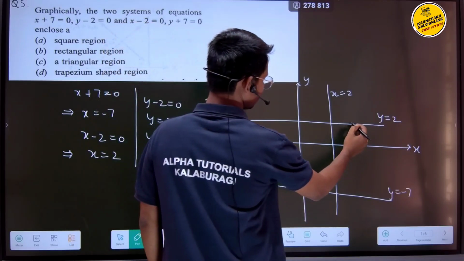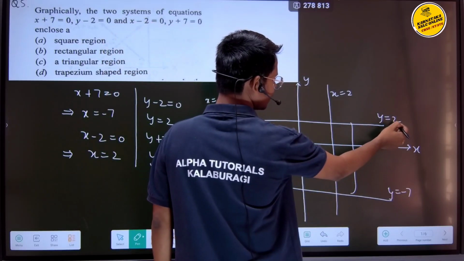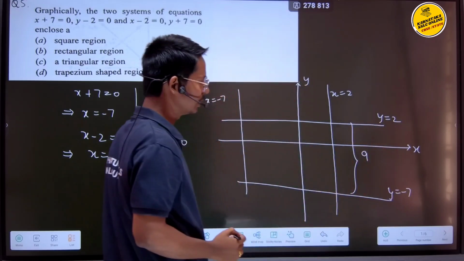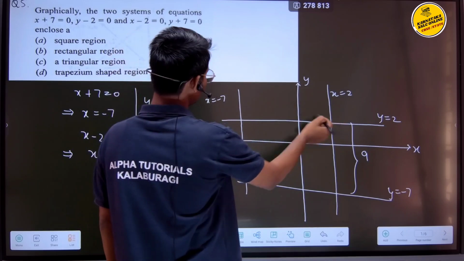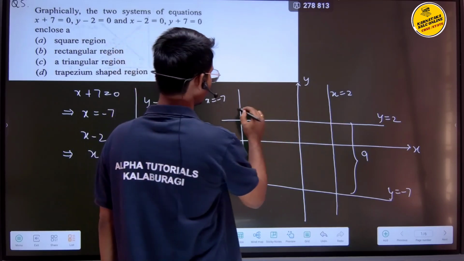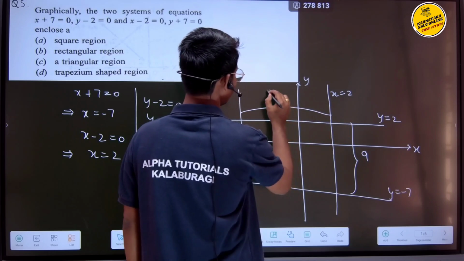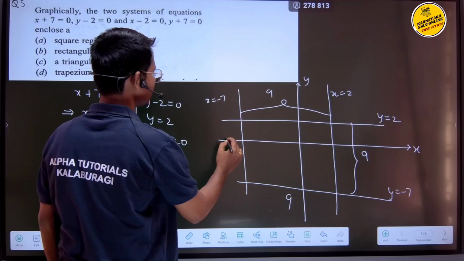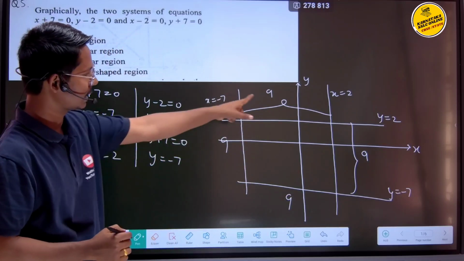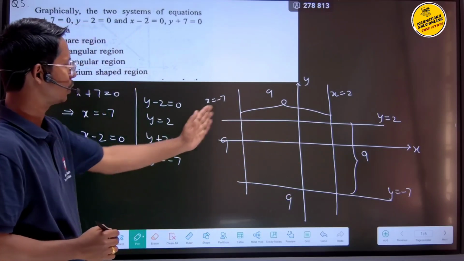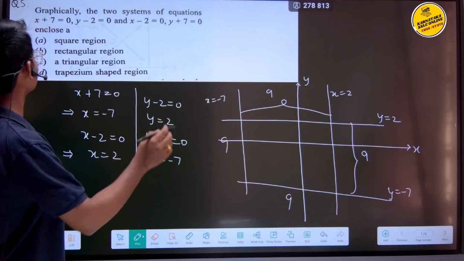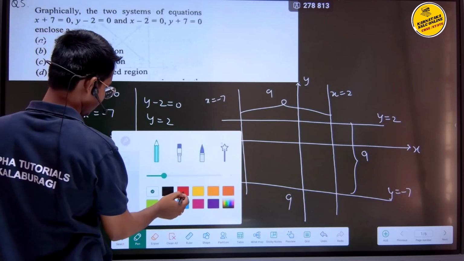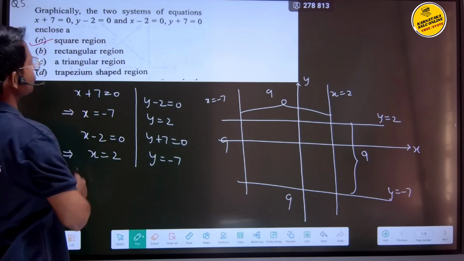If you consider this distance, the distance from 2 to minus 7 will be 9 units, and the distance from 2 to minus 7 again is going to be 9 units. The opposite sides are also the same, so on every side you are getting 9 units. It means all sides are equal. All sides equal means it is going to be a square figure, a square region.